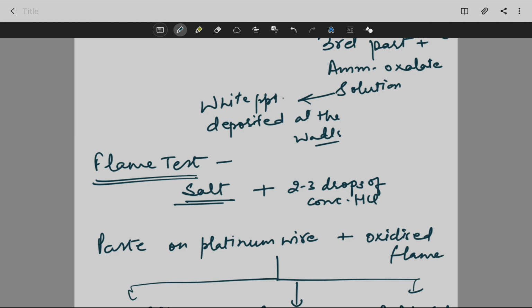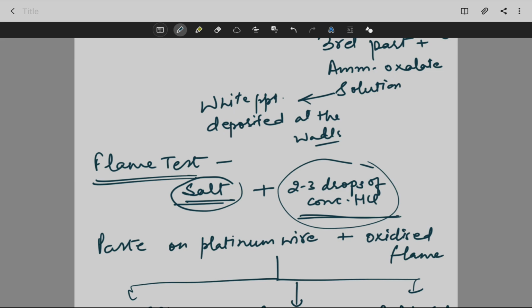Now one more thing I want to highlight here: we make the paste for the flame test by adding concentrated HCl. Why is it so? Why are we making the paste with concentrated HCl? So that the salt may be converted to its chloride. Why are we converting the salt to its chloride? Because chlorides are volatile in nature. For example, if the original salt is barium nitrate, when you add concentrated HCl to it, it becomes barium chloride. Barium chloride is volatile in nature. So when you take this salt in the Bunsen flame, it will be vaporized and give the flame test.